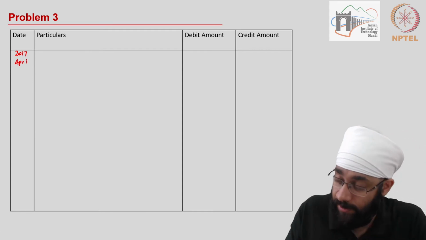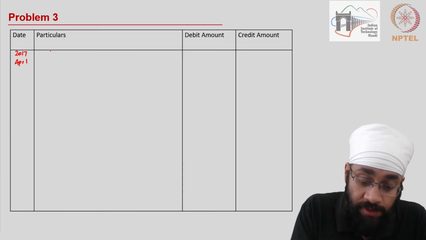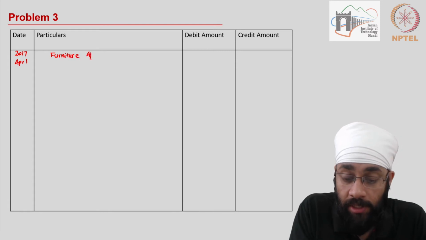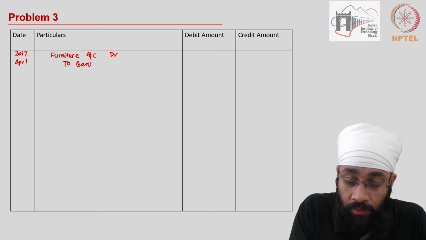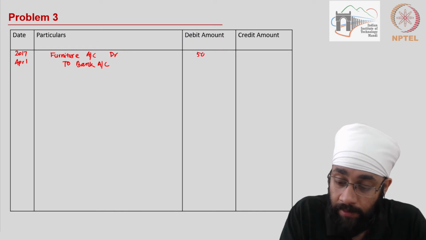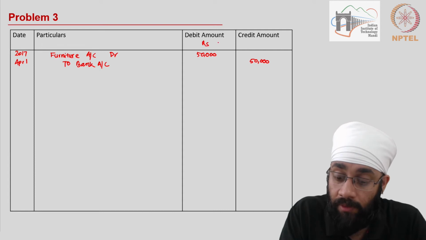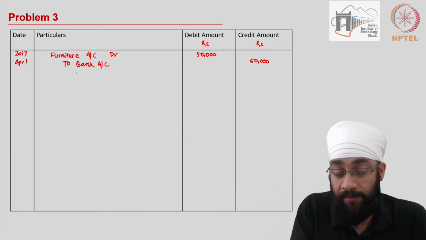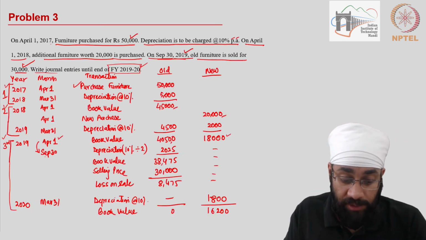2017 April 1st. You purchase furniture. So when you purchase furniture, you write the name of the asset, furniture account debit, and you're going to pay for it to bank account. The amount is 50,000, in rupees. There you go. And I'm going to skip writing the narration because I hope you followed that till now. So let's focus on the transactions.